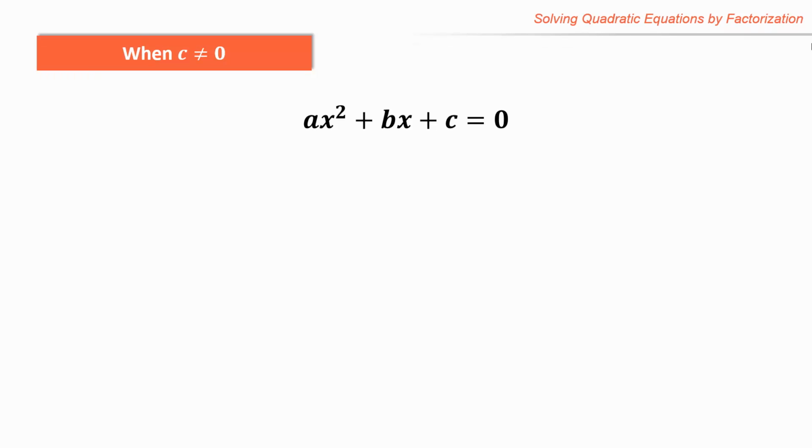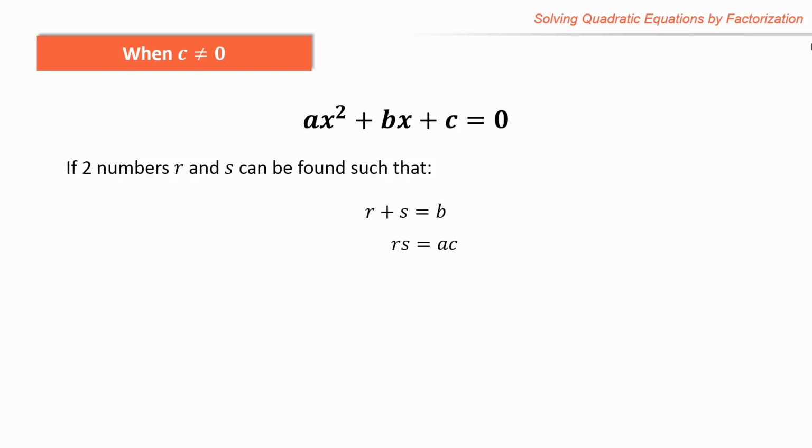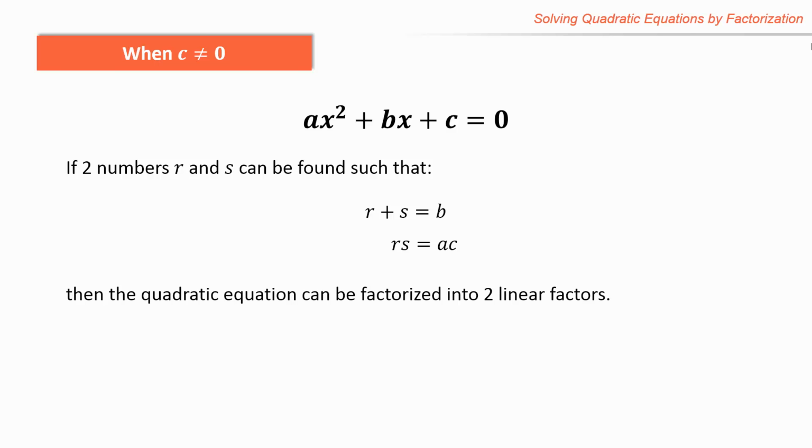In this case, if we find two numbers r and s such that r plus s equals b and r times s equals ac, then the quadratic equation can be factorized into two factors. Let us look at an example to see what this means.